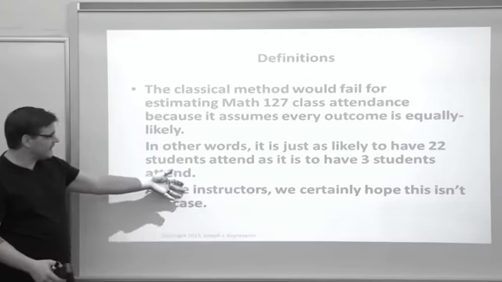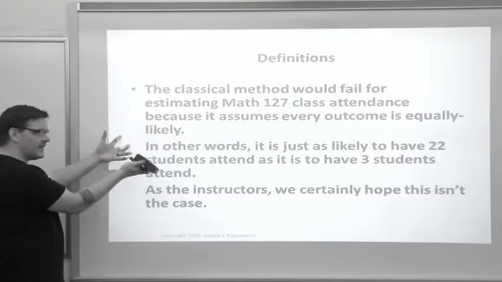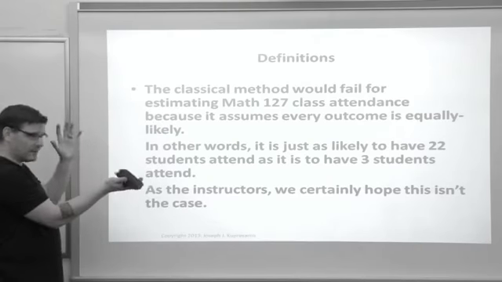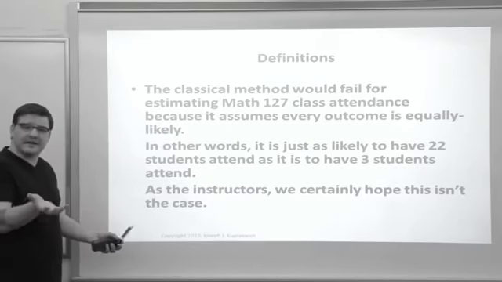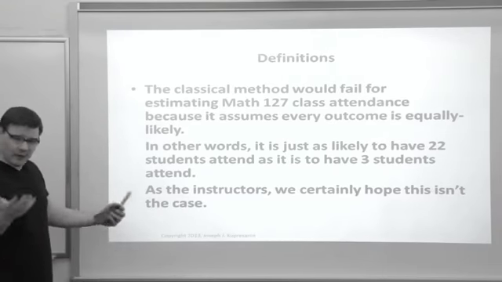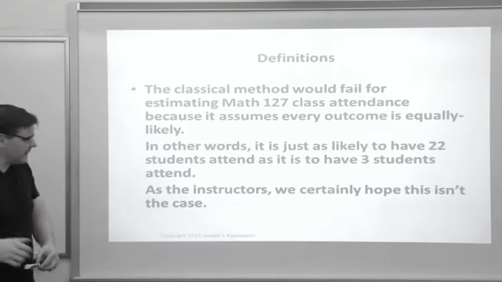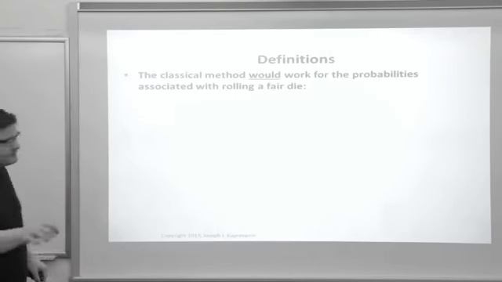I hope it's not the case. I know it's not the case. But to do classical, then I would have to assume that every outcome is equally likely. There's a 1 out of 25 chance that I have perfect attendance. A 1 out of 25 chance that I have 1 absence, 2 absences, all the way down the line. Okay? That's not going to work for this example.